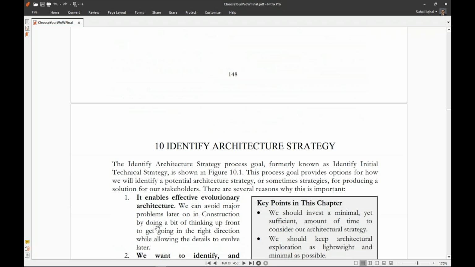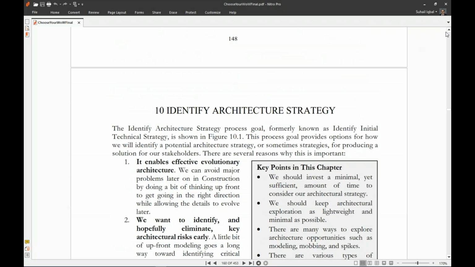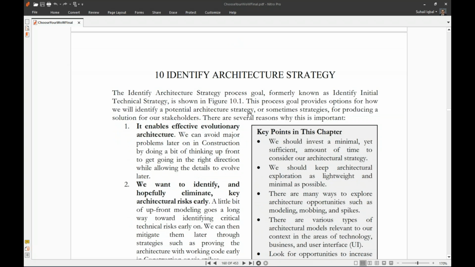Right, I think we should close it. We have completed 148 pages. The 9th chapter is done. The next chapter is 10, identify architecture strategy, and we will do it next time. Thank you very much and take care.